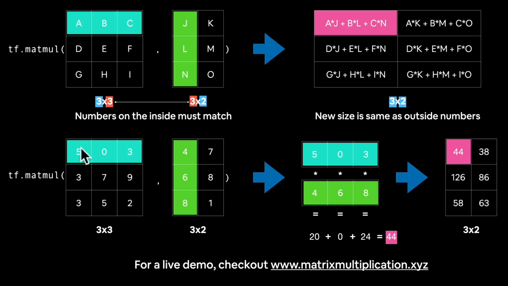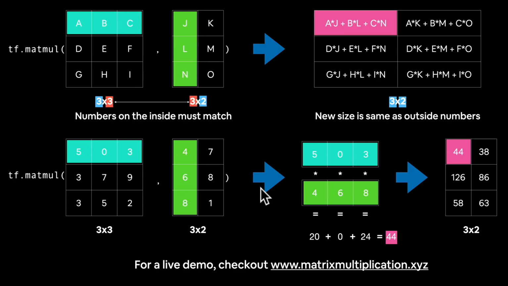Okay, wonderful. And then if we swap these elements from letters to actual numbers, so the same shapes here, we take 5 times 4. Okay, this is the same as A times J. 0 times 6, which is the same as B times L. And then we have 3 times 8, which is the same as C times N.